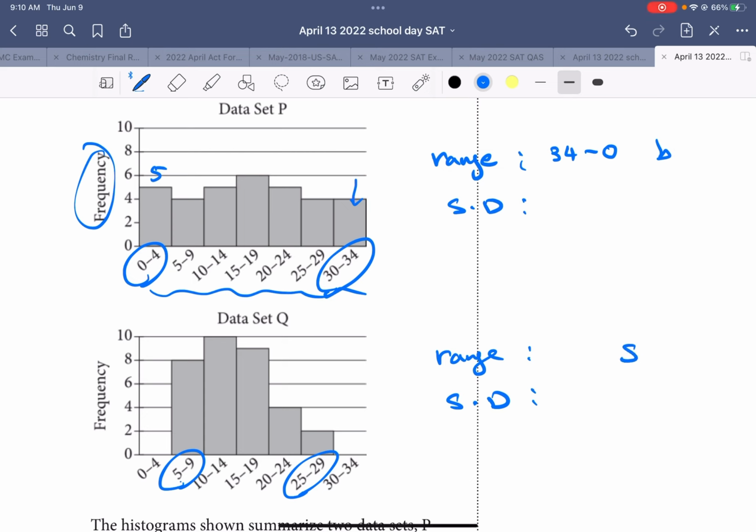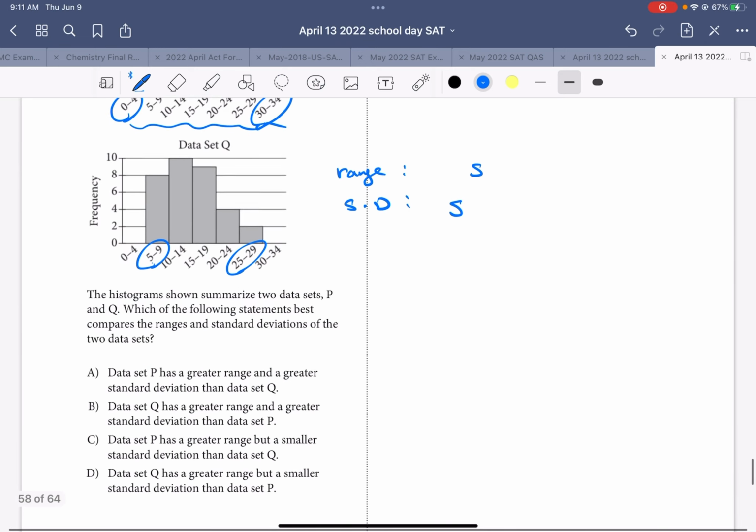Okay, their range. Now standard deviation, one thing you should know about standard deviation: if the data is more clustered toward the center, to the median, then that's a lower standard deviation. So this is more spread out. So you can say this is a bigger and this is a smaller standard deviation. So if a data set is more clustered, that means it has a smaller standard deviation. So based on what we found here, let's see.